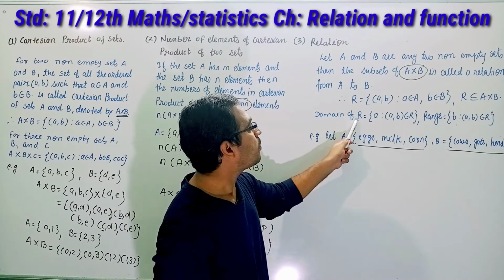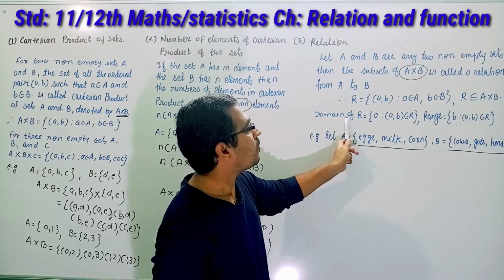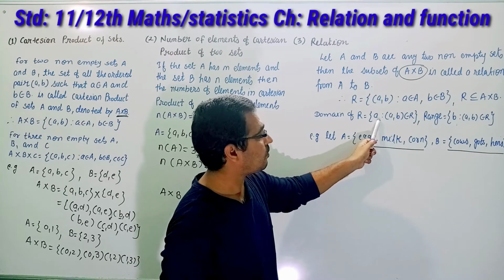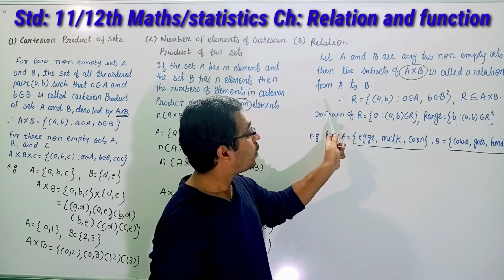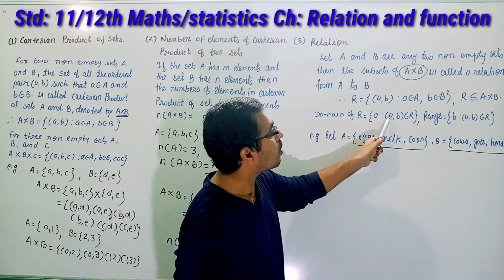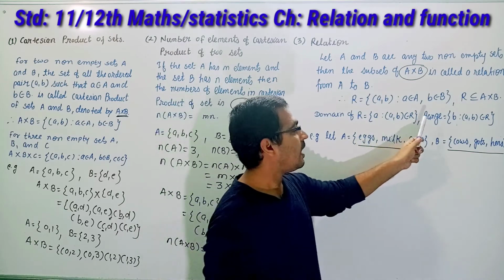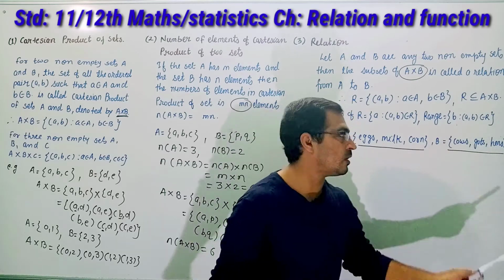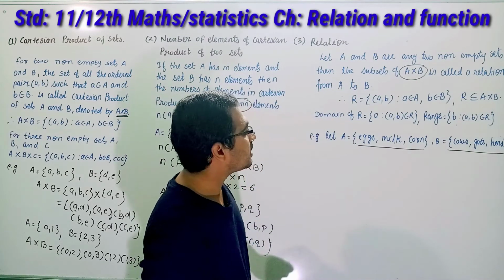Domain of a relation means the first component of the relation. Domain of a relation is what? The first component of the relation, and the range of any relation is equal to the second component of the relation. Okay students, let us see these things with an example.